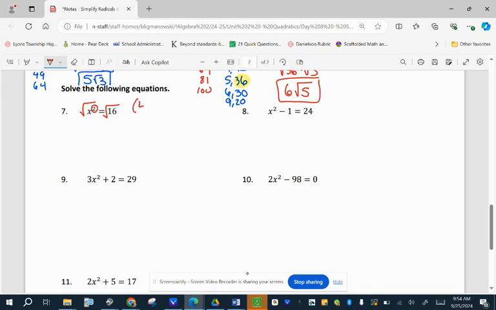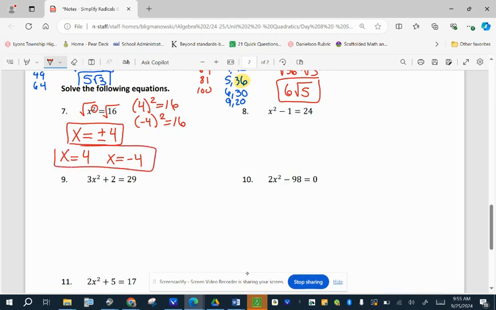Now, when I think about 4 squared gives me 16, but remember, negative 4 squared will also give you positive 16. So when we're solving with a square root, we're always going to get 2 answers, positive and negative 4. So you can either write that as positive and negative 4, or we can write it in this combined form where we write plus and minus 4. So either way you write your answers is fine, but we're always going to have 2 answers.